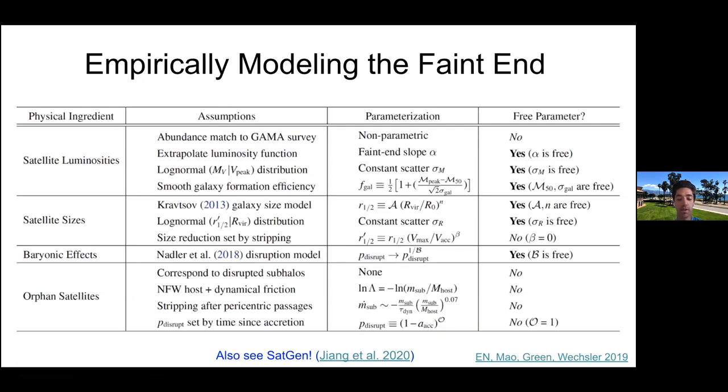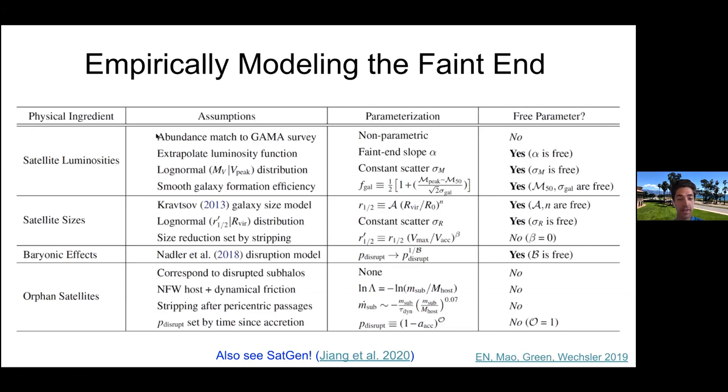So in particular, this StatGen model, the Zheng et al. paper that just came out is really nice, and I highly recommend you look at it. So throughout, I'm going to talk, as I said, in the context of this model that we've built, but I'm going to try to compare explicitly to other hydrosims and other models where possible.